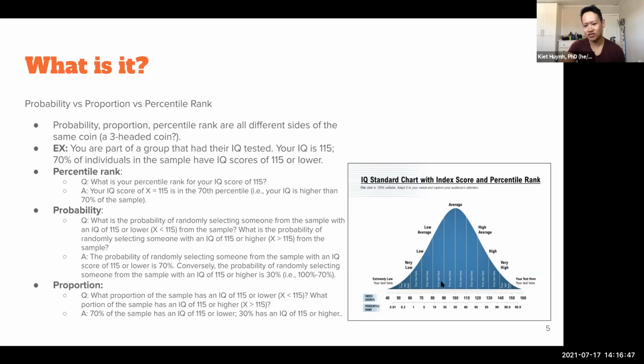So here's an interesting chart. You see here that this is actually a chart of IQ scores for adults. It's different from what we have here in the sample. I just want to put this here for demonstration. This chart applies to our example.